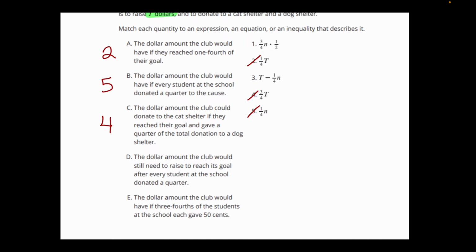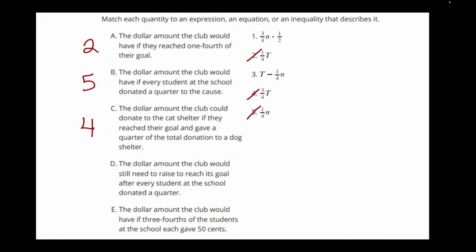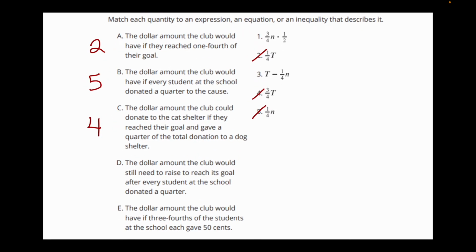Okay, D is the dollar amount they would still need to raise to reach their goal after everyone donated a quarter. So it's going to be the total goal, and then except for that 1/4 from everyone that we had in option 5, right? So it's the goal minus that, and that is number 3. Which means number 1 should match up with this one, but we're still going to double check our amounts.